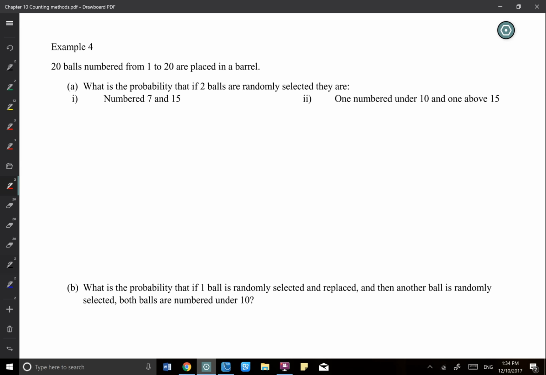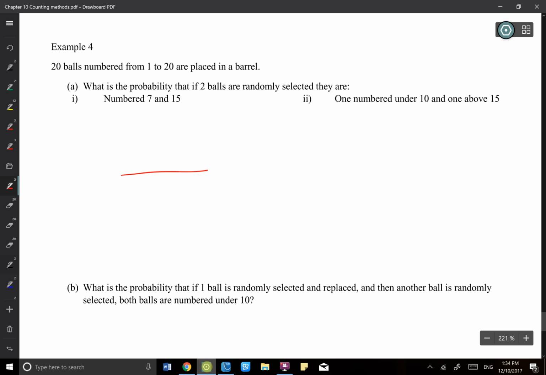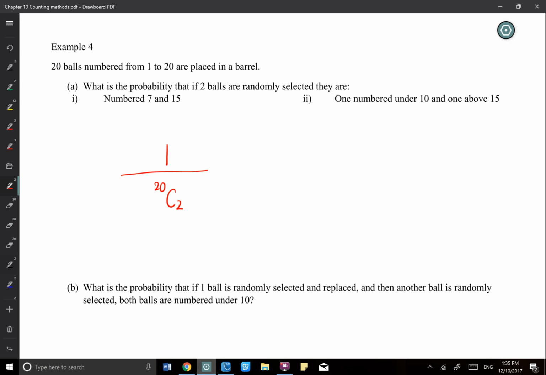That's 7 and 15 there. Whether it's on the left hand side or right hand side doesn't matter, but there's only one way I can have 7 and 15. So how many ways can I select 2 balls from 20 balls? That's 20C2. And there's only one way I can do that. Okay, there's only one possible way.